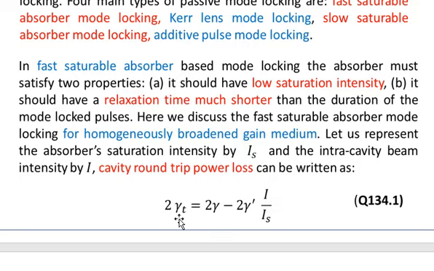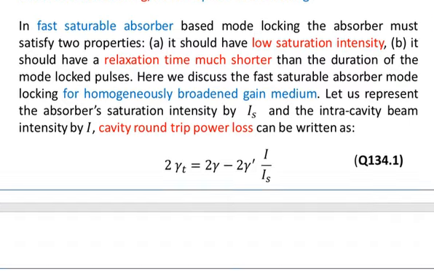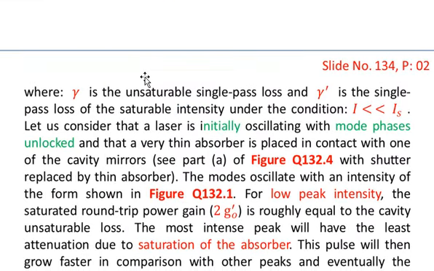And in 2 gamma T, there is a factor of 2 with each term because these are the losses for one round trip of the cavity. That's why we have multiplied by 2. Individually, these are the losses for a single pass. So I am going to explain this equation first and then we shall move ahead. Where gamma is the unsaturable single pass loss. That is, when the absorber is unsaturated, the loss due to it is gamma.